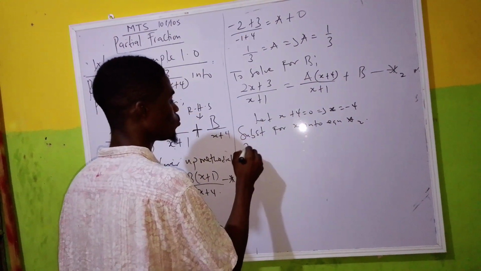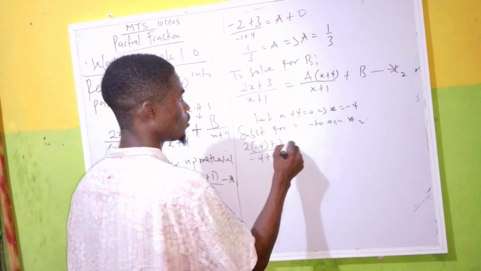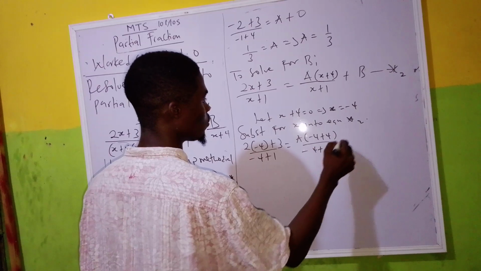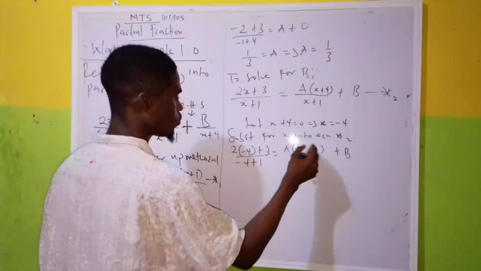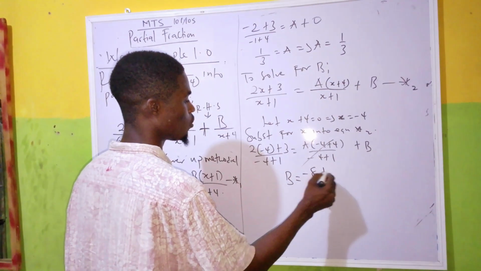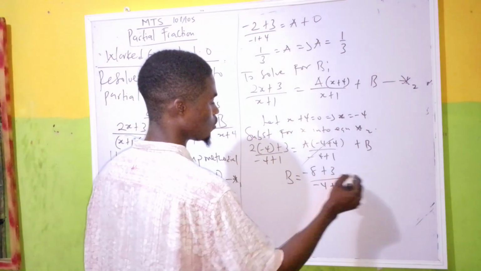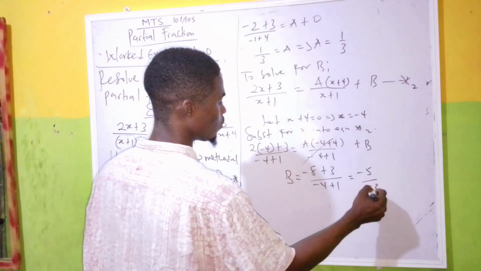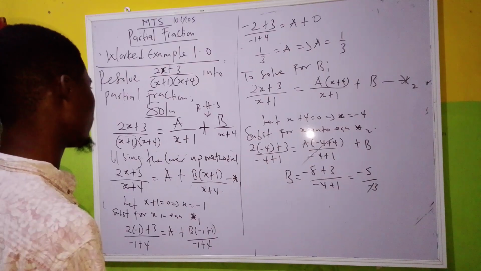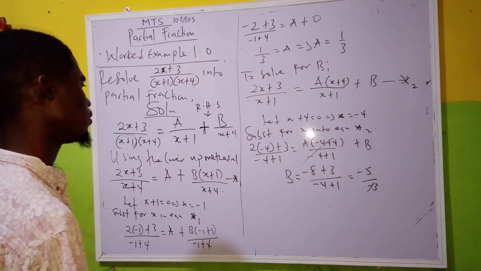So doing that, we are having what? 2 into minus 4 plus 3 over minus 4 plus 1 is equals to a into minus 4 plus 4 over minus 4 plus 1 plus b. And this one is gone, it is 0 automatically. So we are having b is equals to minus 8 plus 3 over minus 4 plus 1. Okay, so which is minus 5 divided by minus 3. Hope I've not made any mistake. There's an error here, minus 8 plus 3.